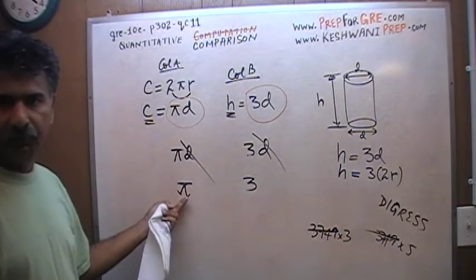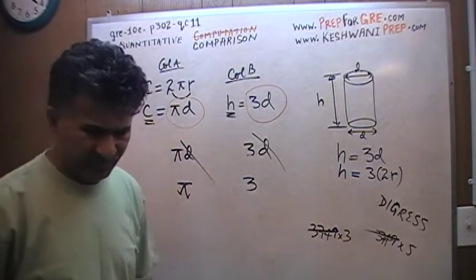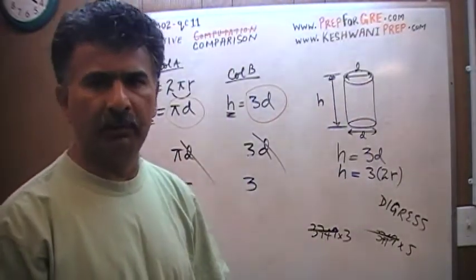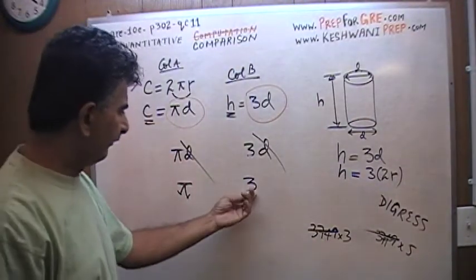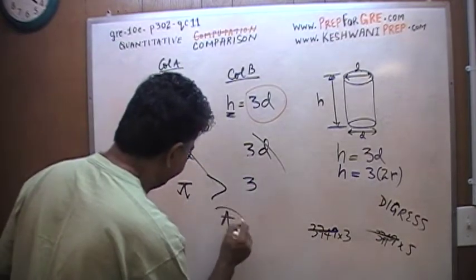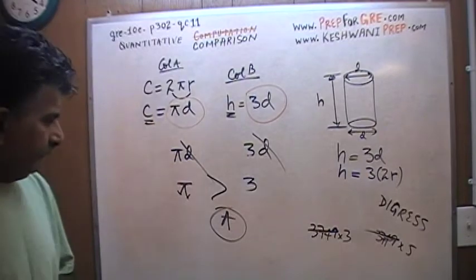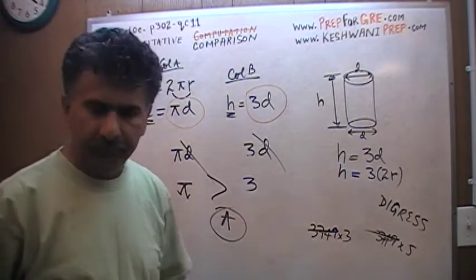And we know pi is more than 3. Don't sit there and tell me it's 3.14. I did not ask you for that. All I care about is the fact that pi, whatever it is, is more than 3. And since this is 3, the answer is B. That's it. We're done. That was the end of that story. That is all she wrote.